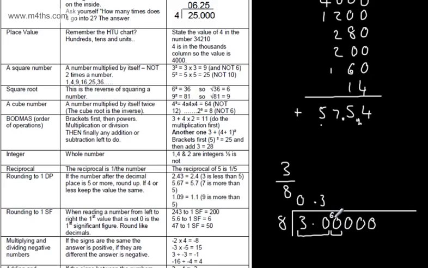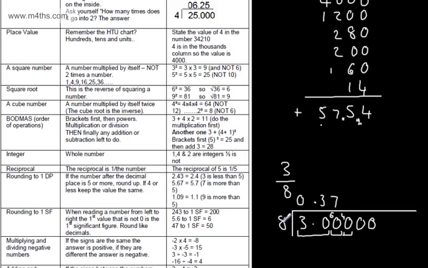Yes, it does. It goes in 7 times. If I do 7 times by 8, that gives me 56. Or if you like, what is 60 divided by 8? The answer is it goes in 7 times and there's a remainder of 4. So all I'm going to do is put there's a remainder of 4.